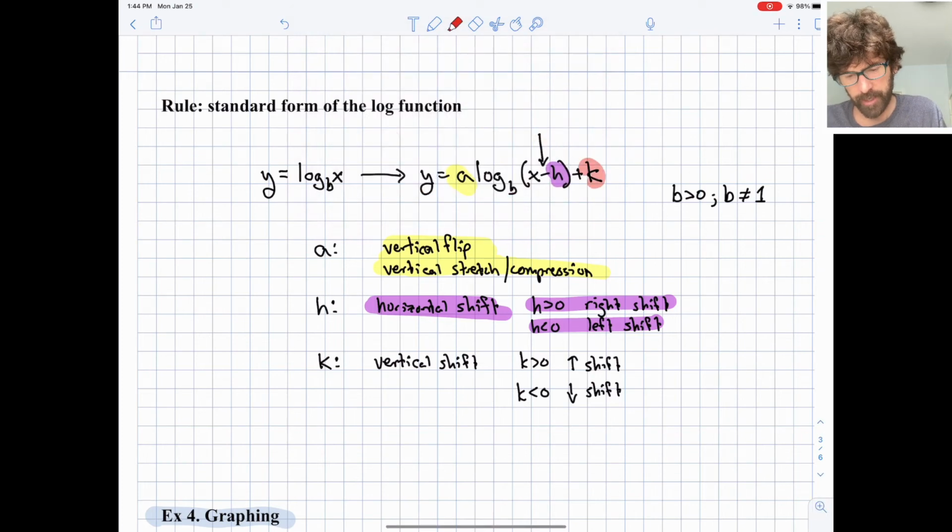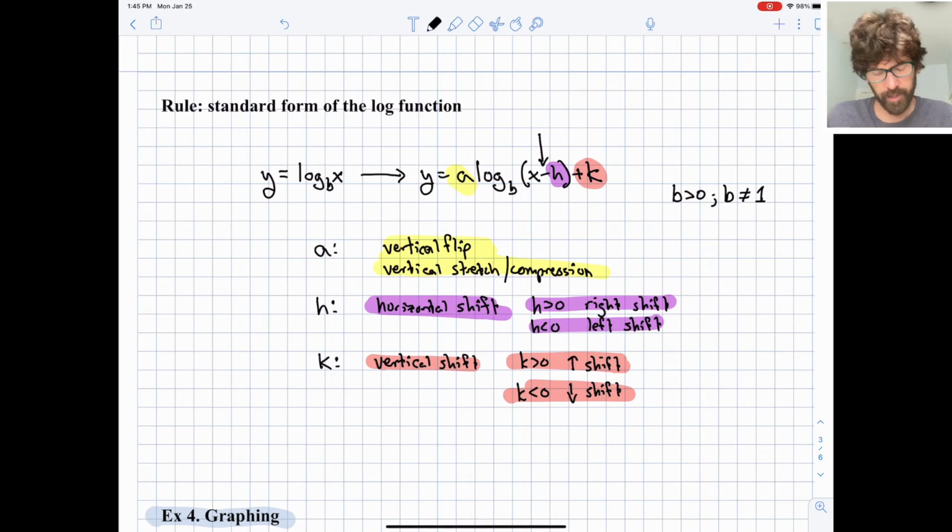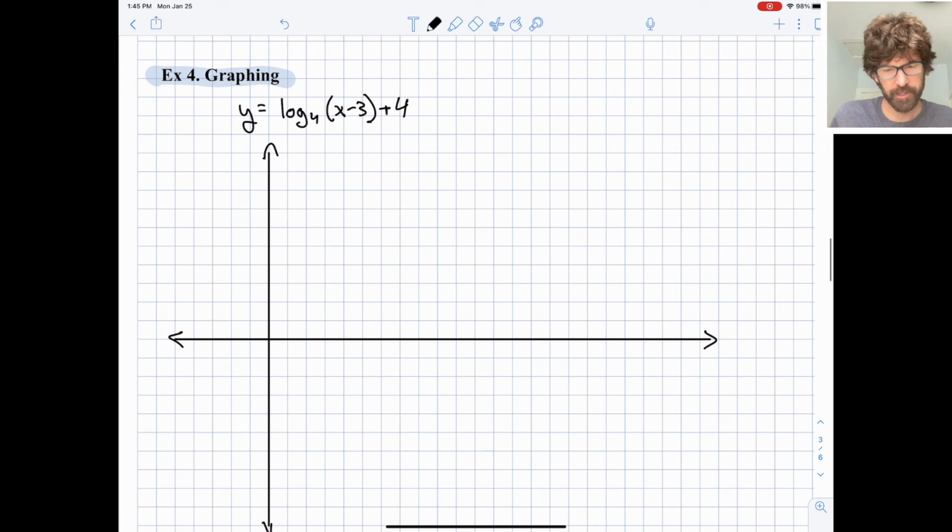And lastly, if we're adding on k at the end, k is the most intuitive transformation, I believe. It deals with a vertical shift. If k is positive, we're shifting up. If k is negative, we're shifting down. Okay, so let's practice this real quick with one transformed function, and then we'll be done.